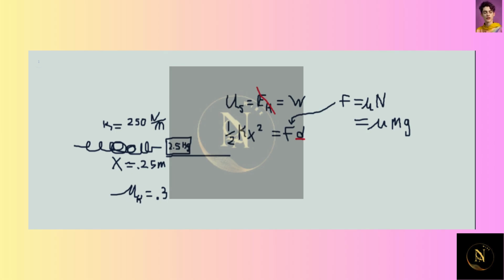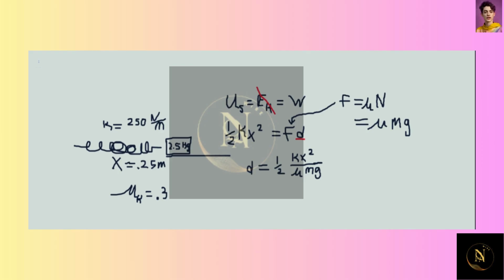So let's do that now. We need to solve this equation for d. What we come out with is d is equal to 1/2 kx squared over mu mg. We got that just by putting the F in where that F goes and then solving for d.